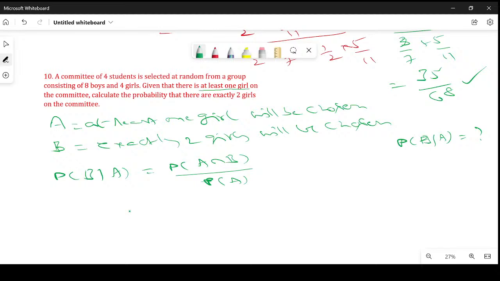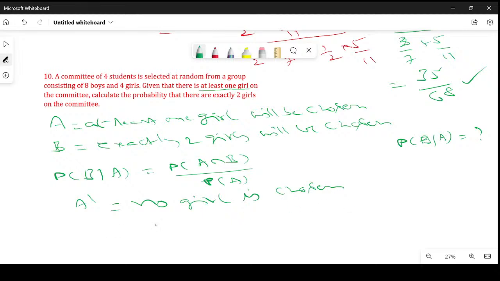To find the probability of A, what will I do now? We know that A is at least 1 girl will be chosen. What is A complement? If you take A complement, no girl is chosen, right? So what is the probability of A dash? No girl is chosen means I can select only boys, any 4 of the 8 boys.